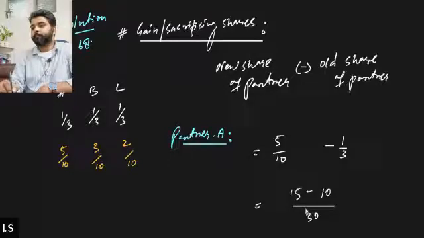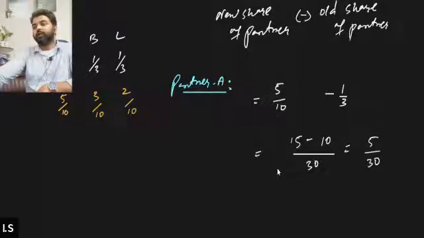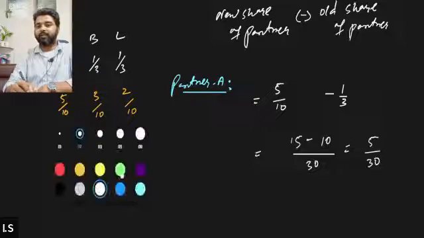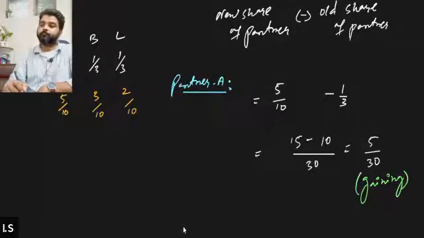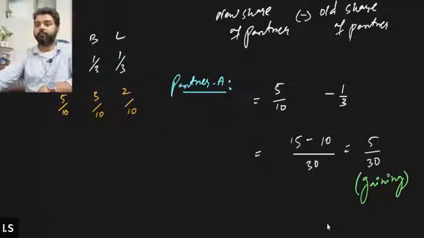Is that correct, everyone? Everyone knows how to take the LCM now. Yes, sir. So this will be 5 by 30. So the gaining share is 5 by 30. Since partner A has a positive balance, that means partner A is gaining 5 by 30. Is that correct? Gaining 5 by 30. Am I right, everyone? If anyone is not able to understand, please let me know so that I can explain this concept again. All right. So I hope everyone is clear about this.